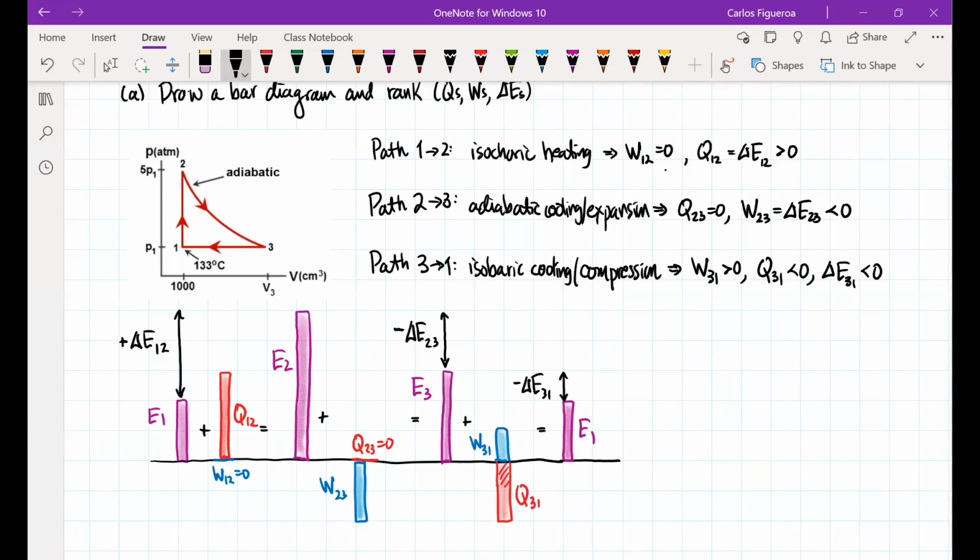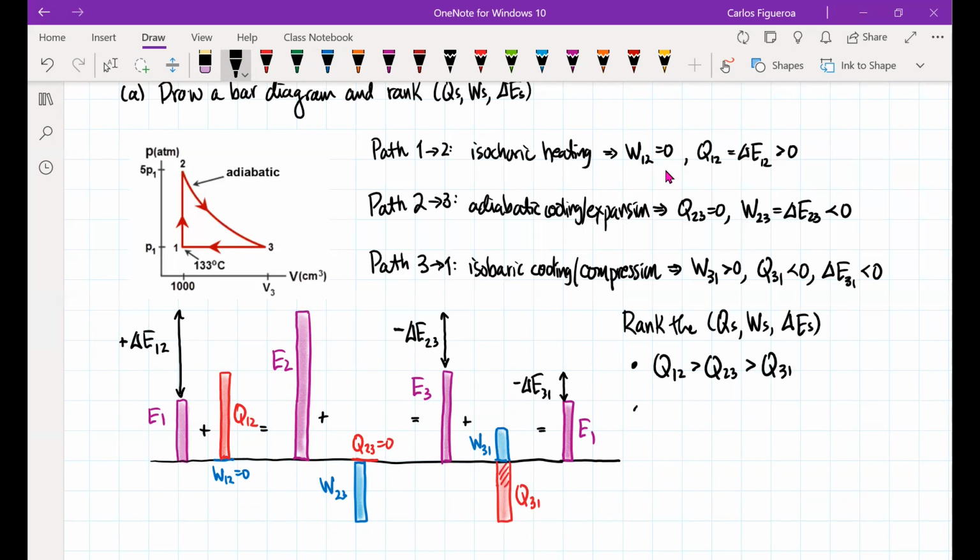So now we can just rank the things here. Let's rank the heatings, workings, and internal energies. The first thing that I note here is that Q12 is positive, Q23 is 0, but Q31 is negative. 0 is greater than a negative number, so this has to be Q31.